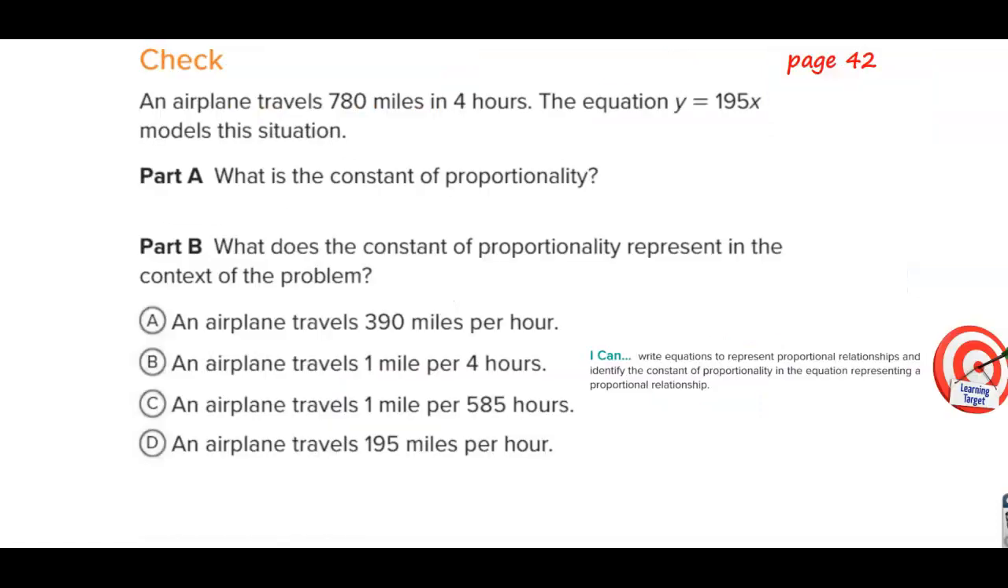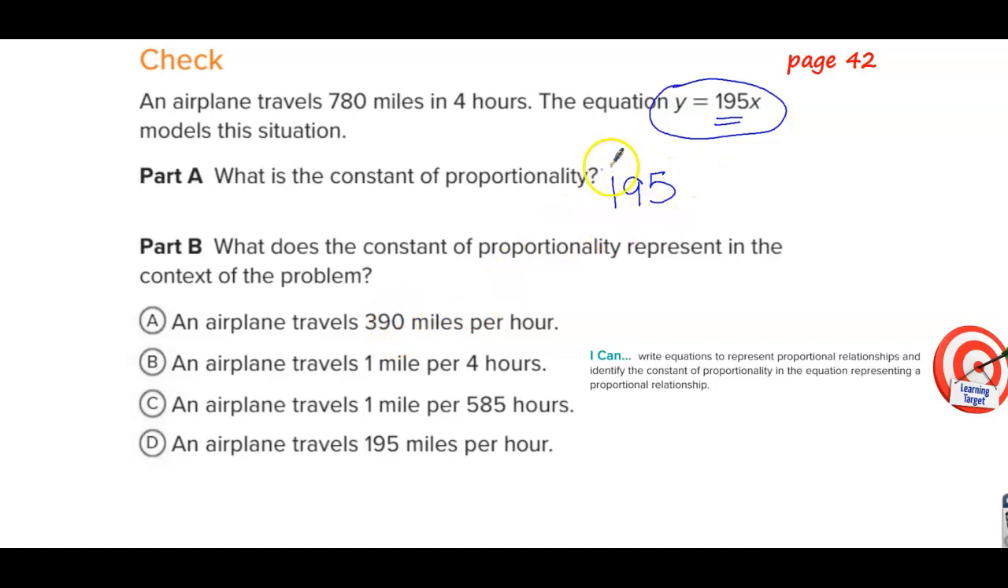Here we have an example where an airplane is traveling 780 miles in 4 hours. The equation, and again, they're giving you the equation, so they're making it easy on you, models the situation. What is the constant of proportionality? It's always the number in front of the x, so 195. What does the constant of proportionality represent in the context? Well, you read through these, and one says an airplane travels 390 miles per hour. That's not what it says.